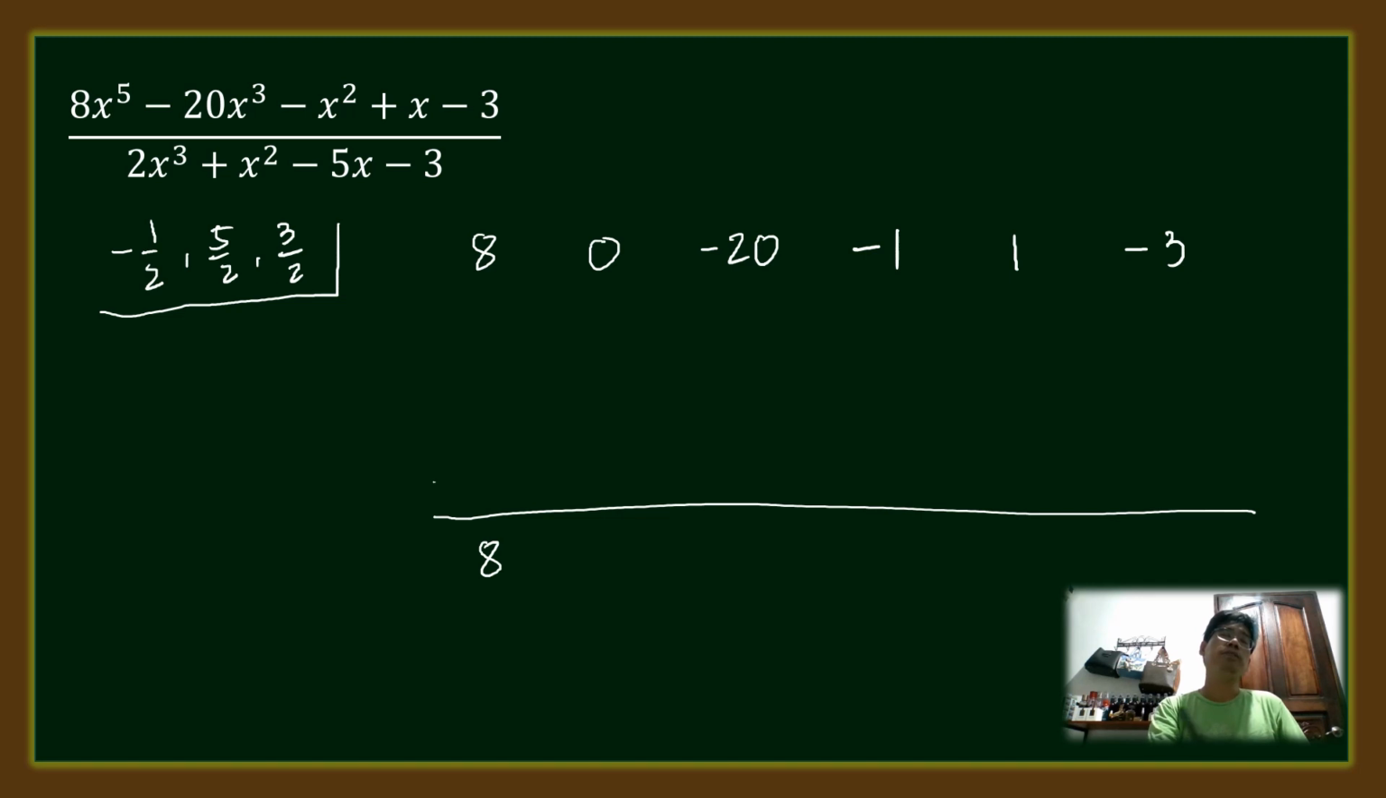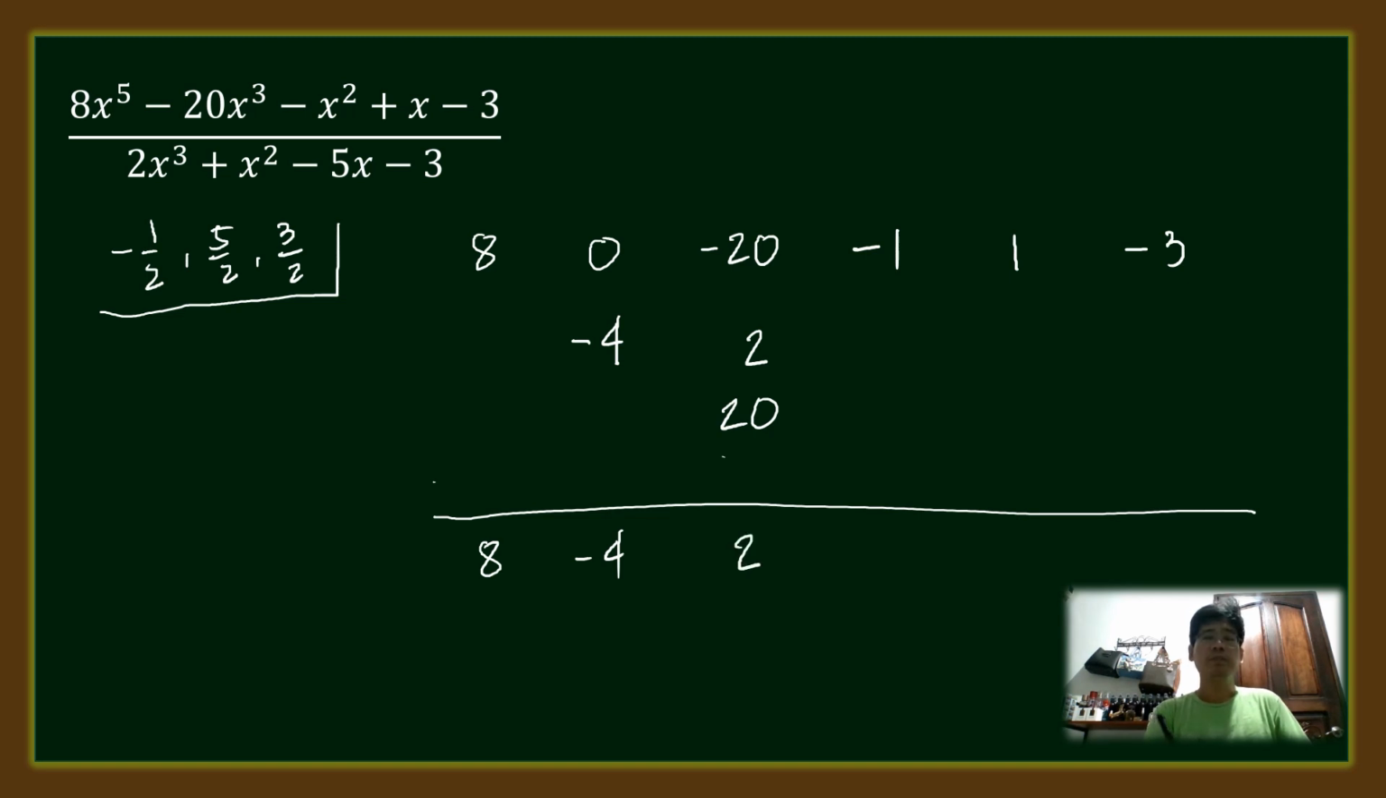So 8 times negative 1/2 is negative 4, and then we add, that's negative 4. Negative 4 multiplied by the first divisor, negative 4 times negative 1/2, that is positive 2. And then the previous sum, 8, multiplied by the second divisor, 8 times 5/2 is 20. Then negative 20 plus 2 plus 20 is positive 2.